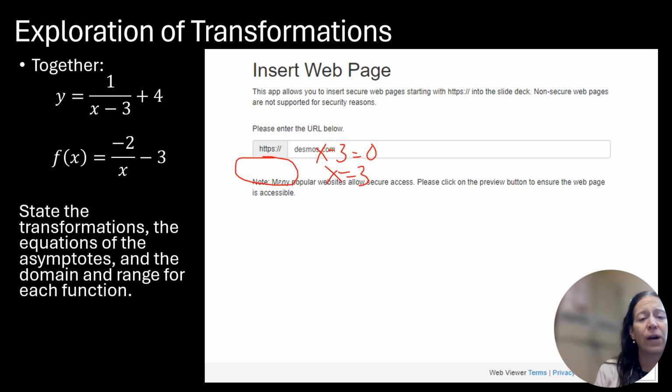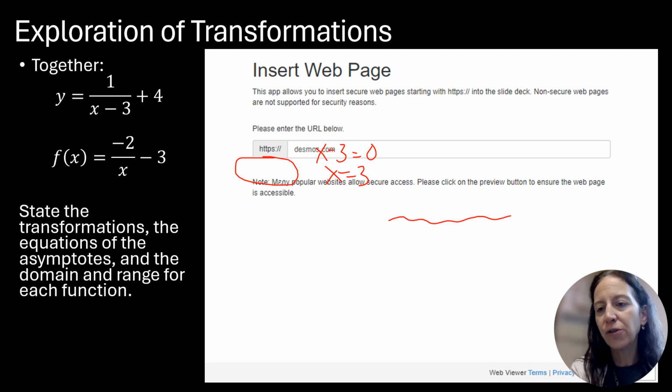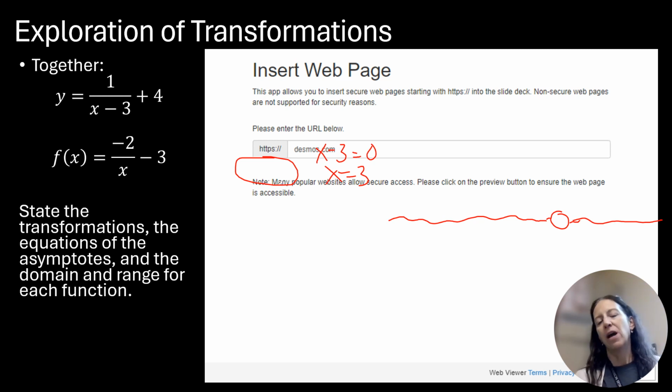Now, the last question there is saying the domain and the range. So the domain is all of your possible x coordinates. So if I look at my x-axis, okay, I have a break right there at the asymptote. And so pretty much it's all real numbers except where you have the asymptote. There is a break in the graph.